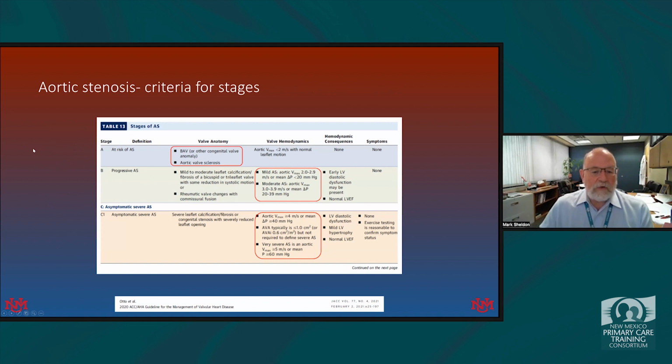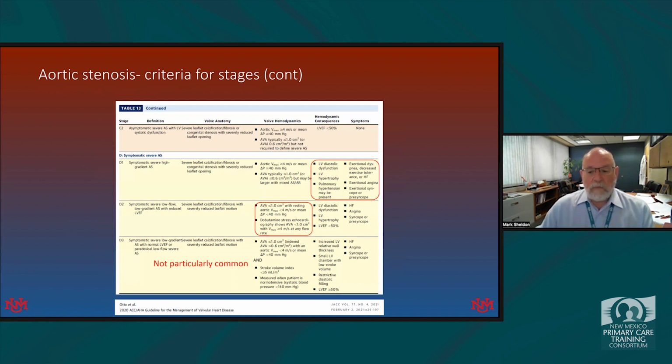So again, criteria for stages, I'm not going to go through these, but normal or at risk is the velocity through that valve is less than 2 meters per second. These are patients that may have sclerosis or bicuspid valve. Mild is probably somewhere between 2 and 3 meters per second, and moderate AS is somewhere between 3 and 4 meters per second, or mean gradients of up to or less than 40. Once you get to 40 or above of a mean gradient, that's when we start characterizing them as severe, even if they're asymptomatic.